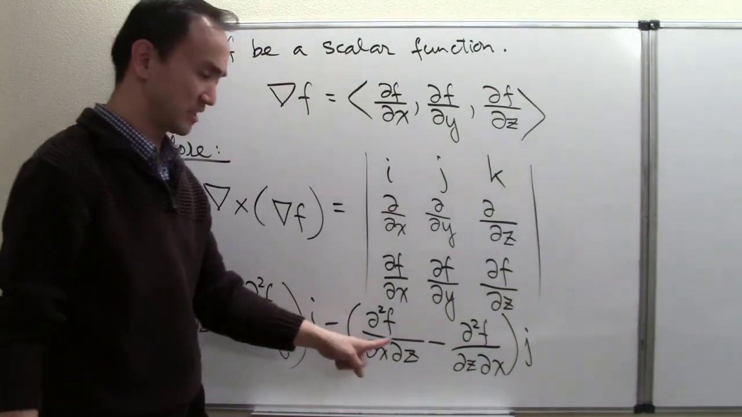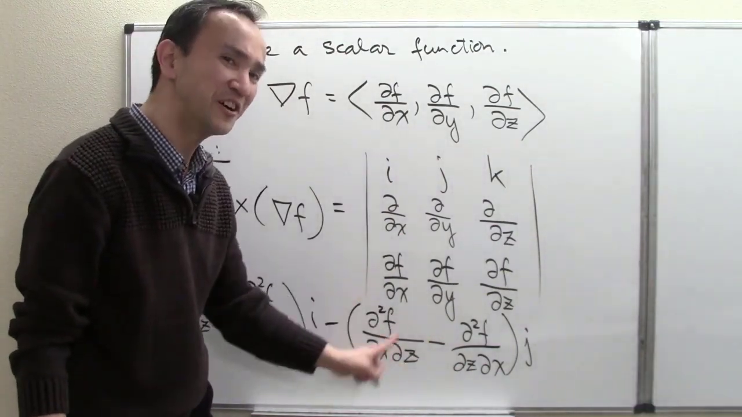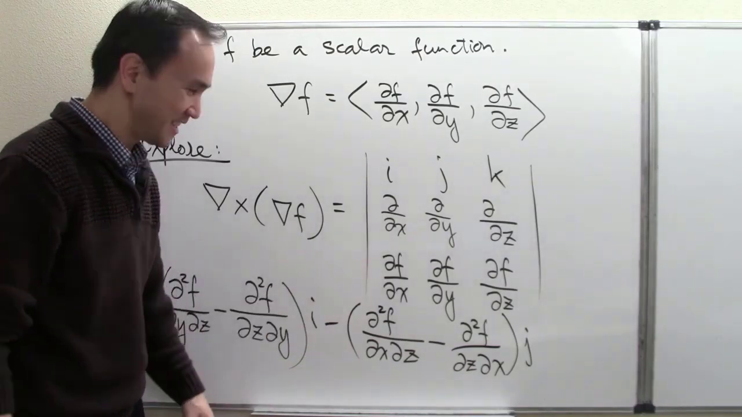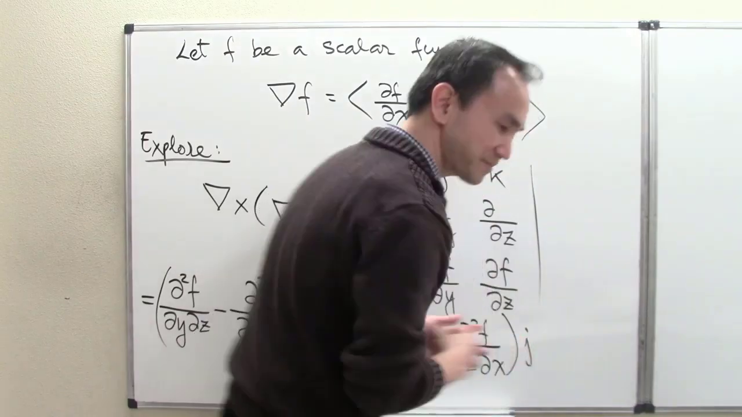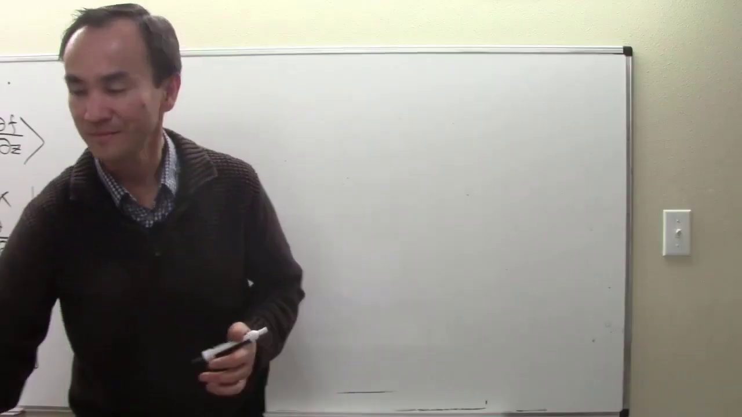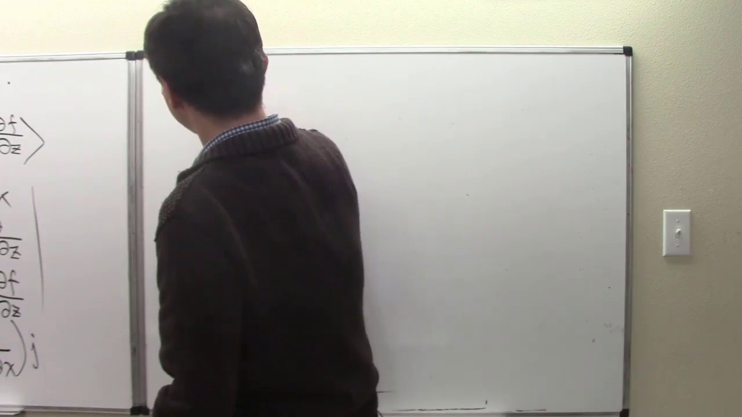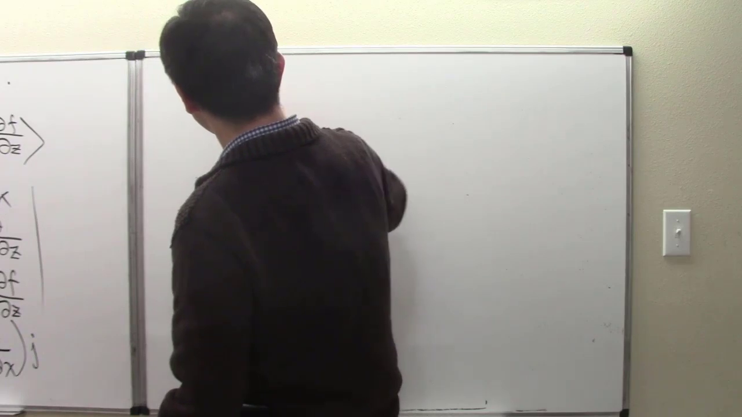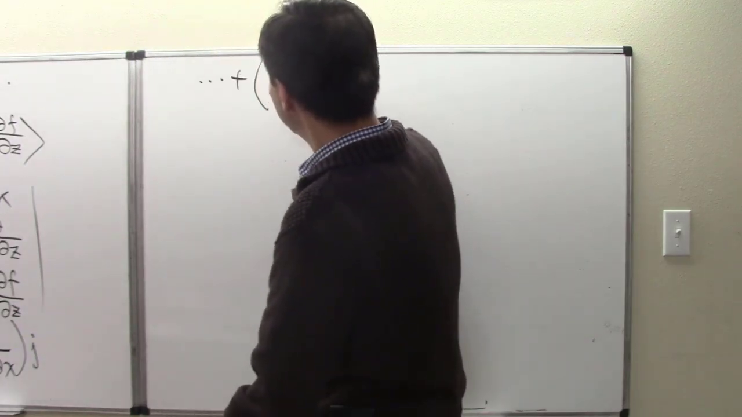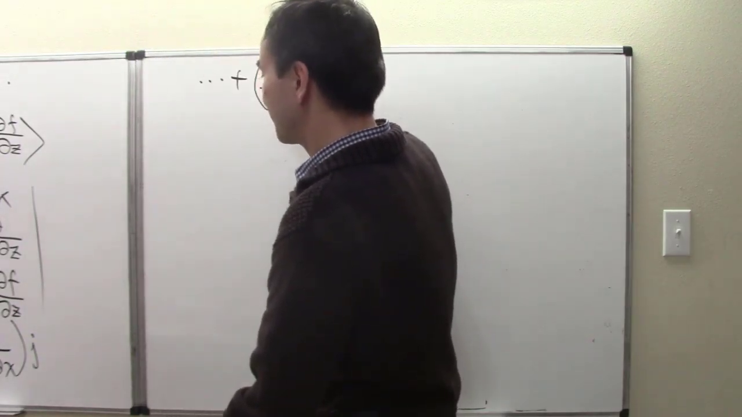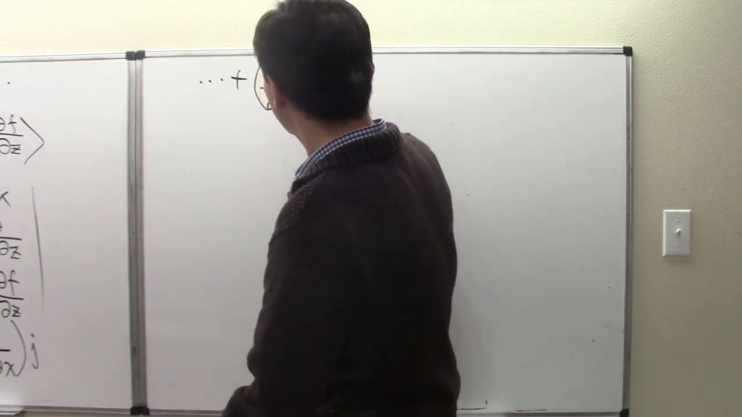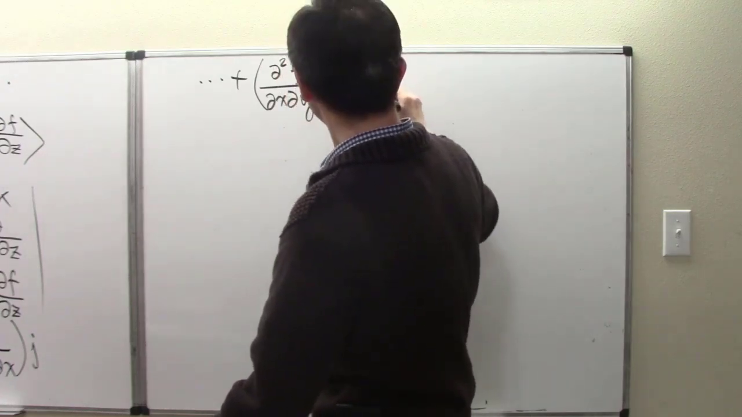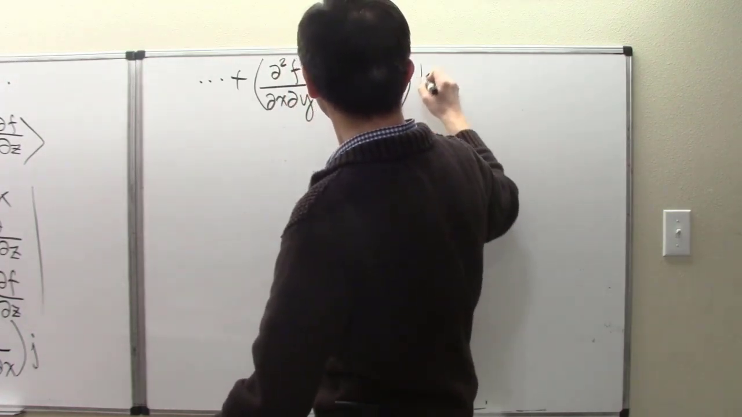And further, I know that some viewers at this point even realize something further about this middle component. Again, I ask you to hold on to that thought. And the last one right here, with all that there, we're going to add the last one, which is d square f dx dy minus d square f dy dx, with the k components.